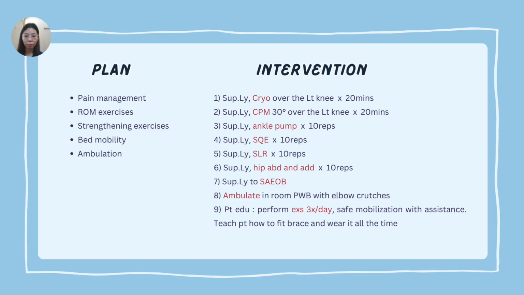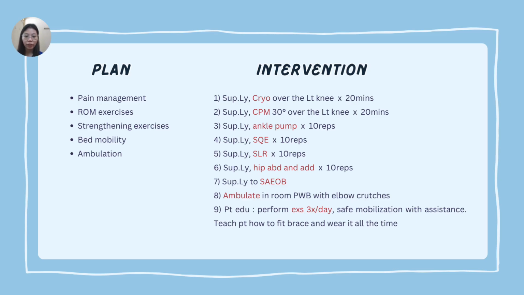Continue with the treatment. First is pain management. Cryo is applied over the left knee for 20 minutes. Next is the ROM exercises, CPM 30 degrees over the left knee for 20 minutes. Ankle pump 10 reps, SQE and SLR 10 reps, hip ABD and ADD 10 reps, and then the bed mobility exercises, supine lying to rolling and then sit at the edge of the bed, and then ambulate in room partial weight bearing with elbow crutches.